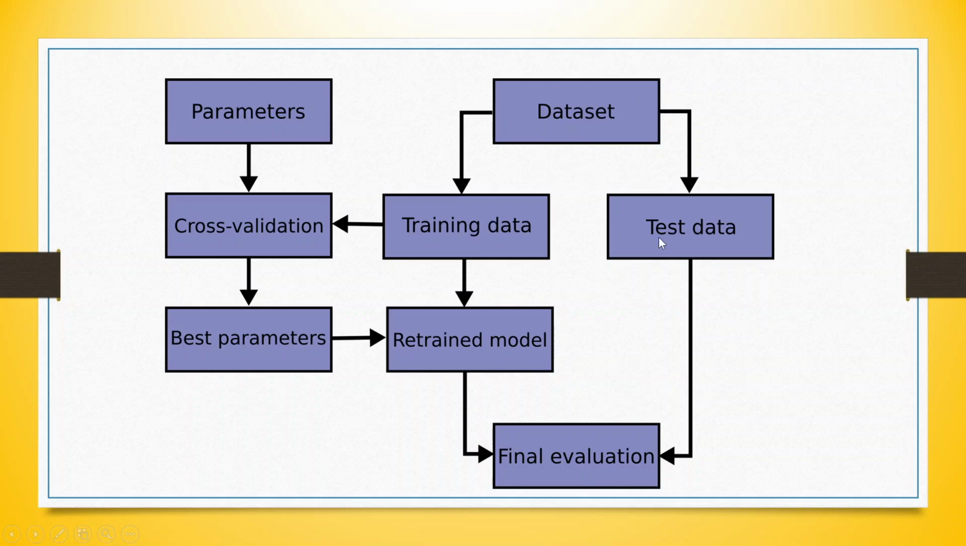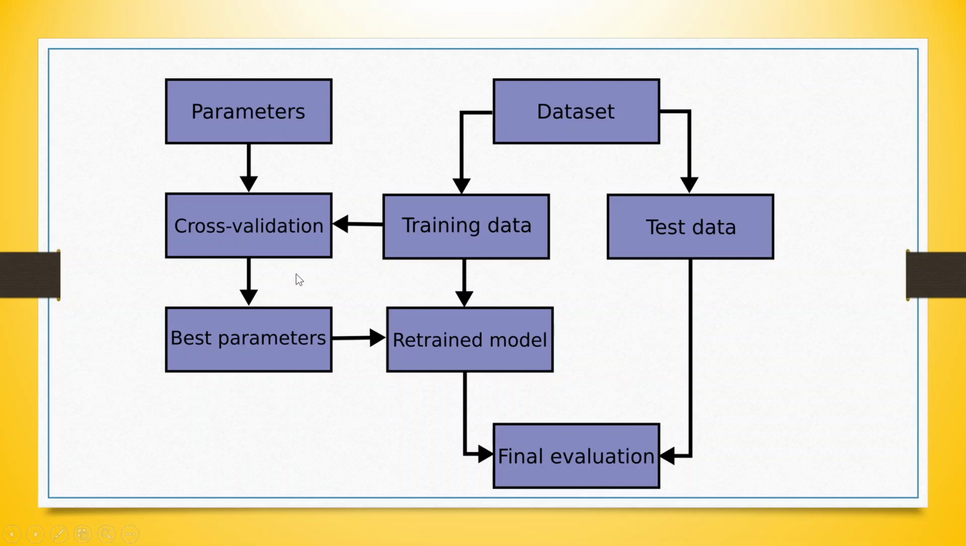To identify the best parameters, this training data will be fed and we will be running the cross validation. After running the cross validation, we will get the best parameters. These best parameters will be used again for retraining the model. After retraining the model, the final evaluation will be done on the test data.